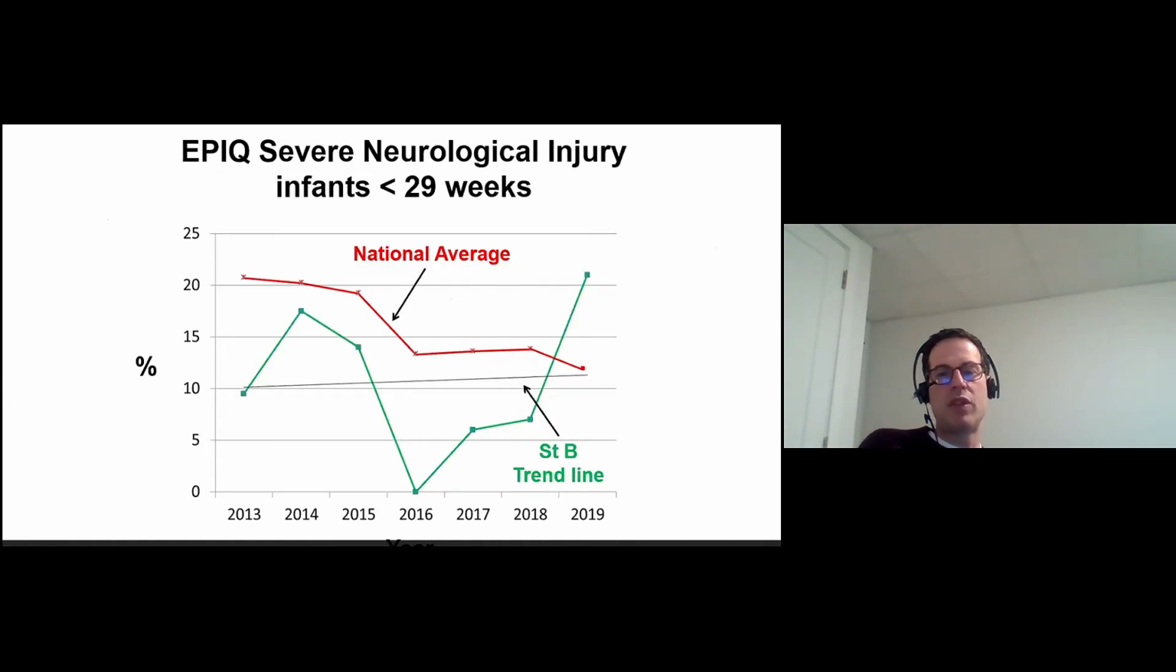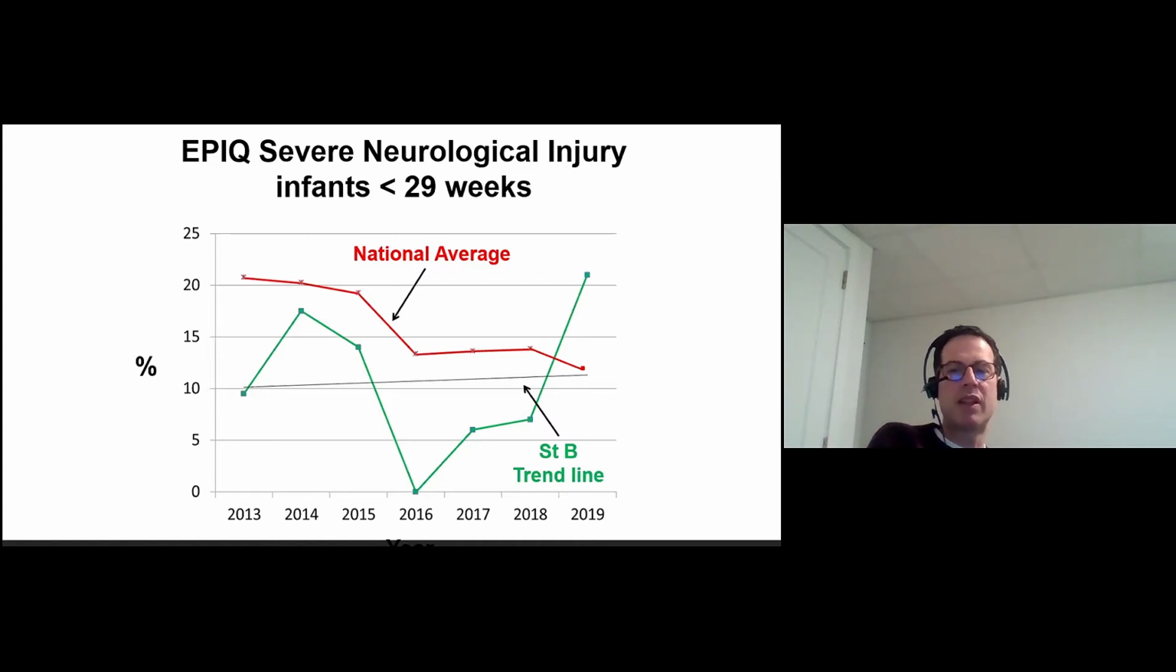When you look at how we're doing, I think this keeps us humble. Our national average was lower, but in the last year or so, we've seen a rise. So I wanted to be honest and include this slide. I could have picked a different thing to show you, such as our late onset sepsis, which has actually done quite well using the EPIQ bundles.